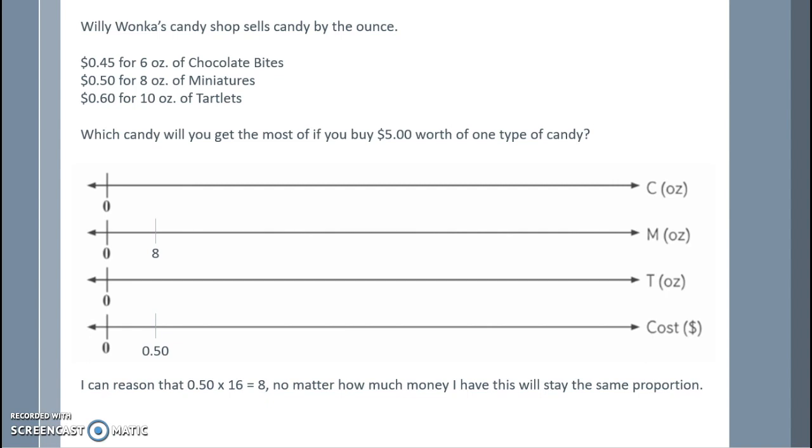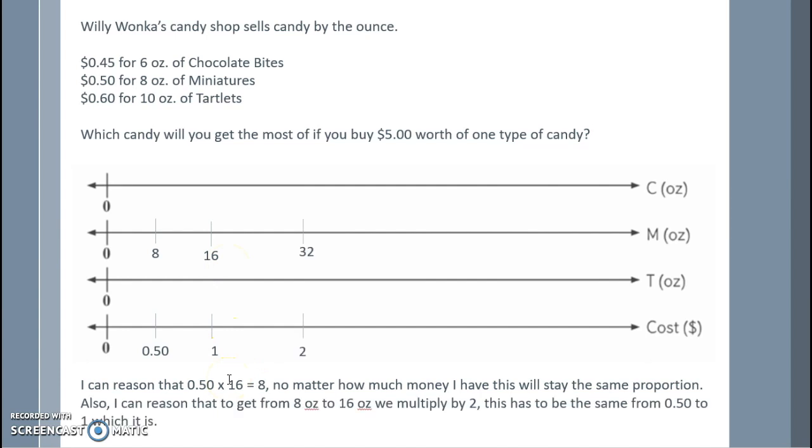So if I take 50 cents and multiply it by 16, I get 8. No matter what I have, if I multiply it by 16, it'll give me the number of ounces that I have. Further, I can take 50 cents times 2 to get $1, and 8 times 2 to get 16. So now I have a unit: for every dollar is 16 ounces.